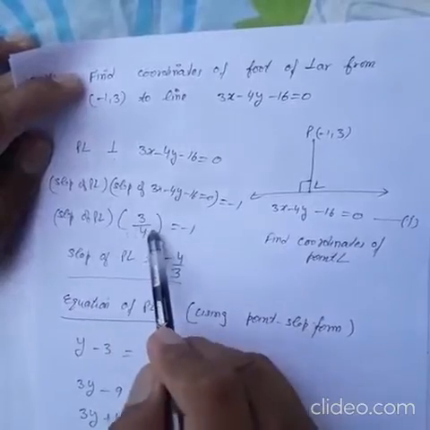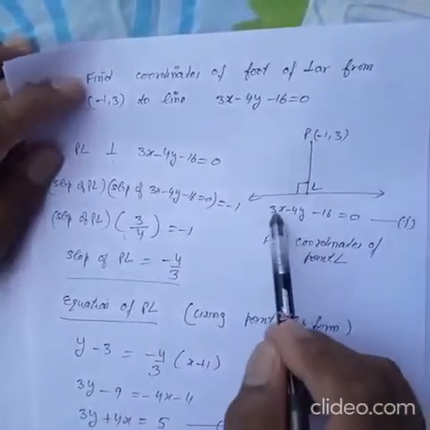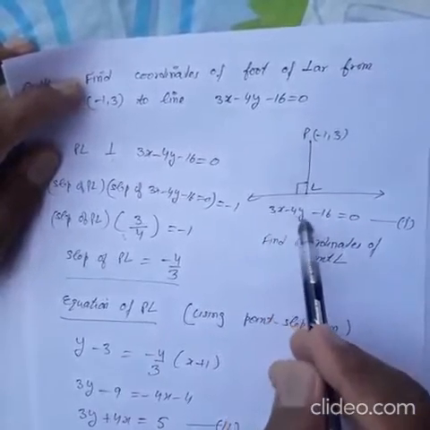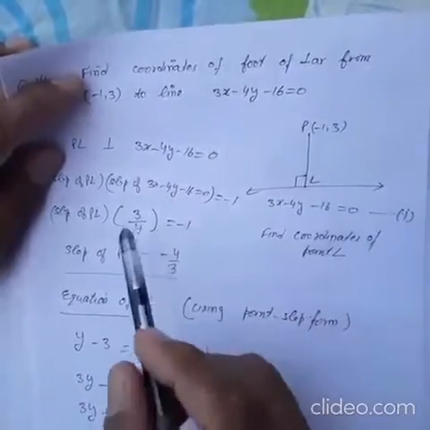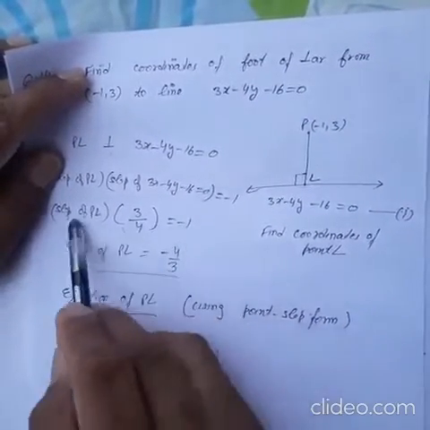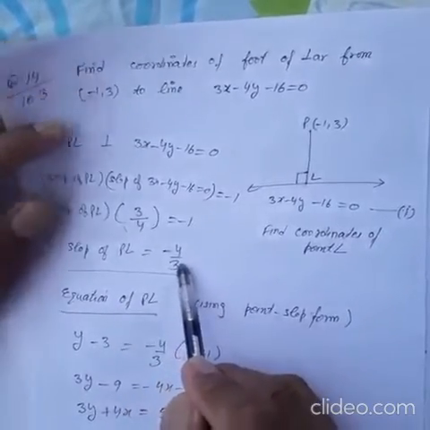Slope of PL into slope of the given line. This is the given line, and we find its slope using minus a upon b, where a is the coefficient of x and b is the coefficient of y, and this is 3 upon 4. So the slope of PL can be calculated using this. Their product is minus 1, so it is minus 4 upon 3.